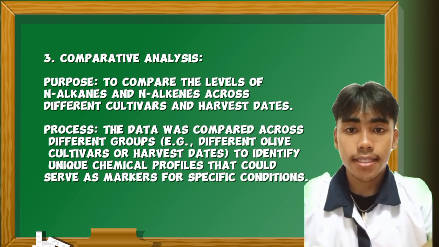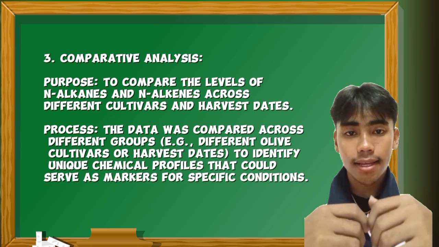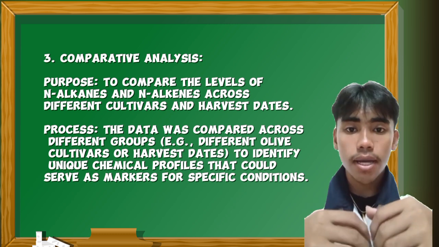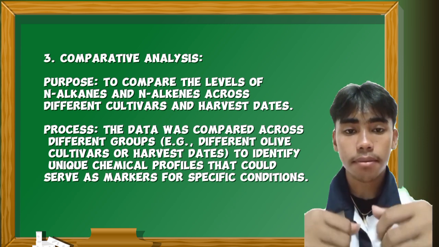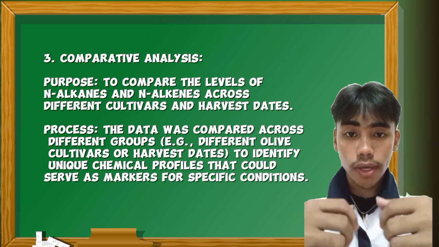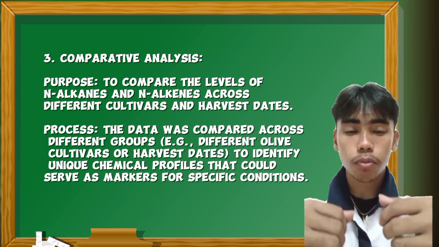Comparative analysis. Purpose: to compare the levels of n-alkanes and n-alkenes across different cultivars and harvest dates. Process: the data was compared across different groups, for example different olive cultivars or harvest dates, to identify unique chemical profiles that could serve as markers for a specific condition.